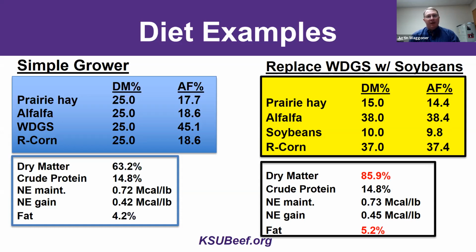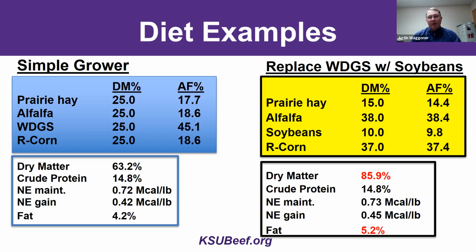So here's another example. This one takes some inspiration from how we addressed the scenario this spring where we saw the decreased availability of wet distillers grains. The same grower ration is shown on the left. And now we've replaced the wet distillers grains with some whole soybeans and some alfalfa. You see here the prairie hay is at 15%. Alfalfa increases to 38% on a dry matter basis. We include 10% of whole beans and then 37% rolled corn, which is a bit of an increase there to really keep the energy density the same.